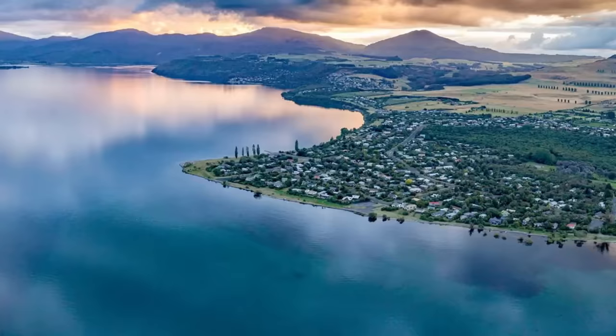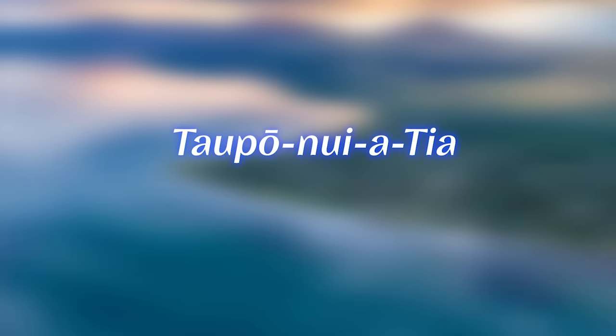The second way names change is through simplification. This is one of the more important steps, as it's what removes extra modifying words like of, tha, and on, turning Taupō Nui Atia into Taupō in the North Island.